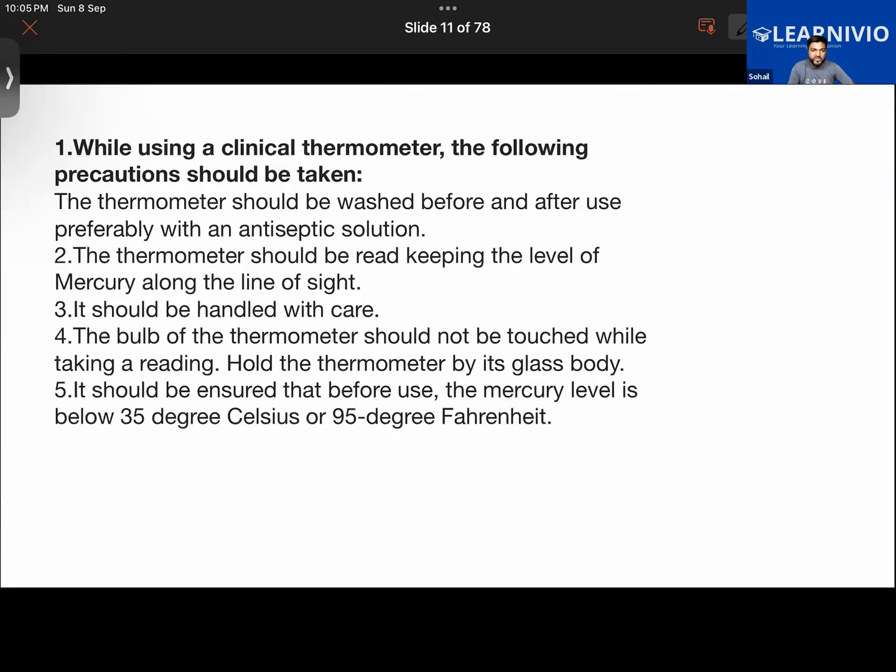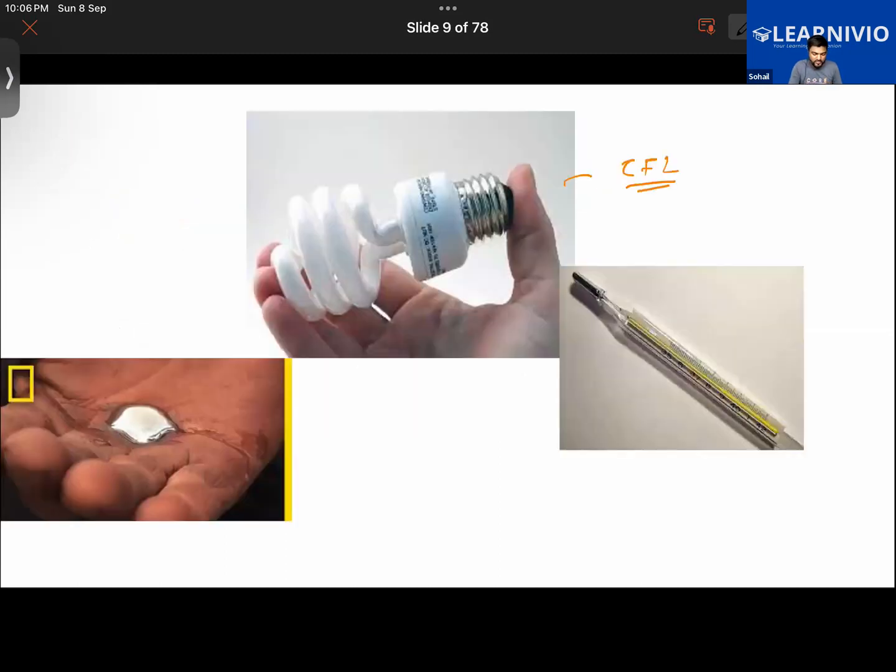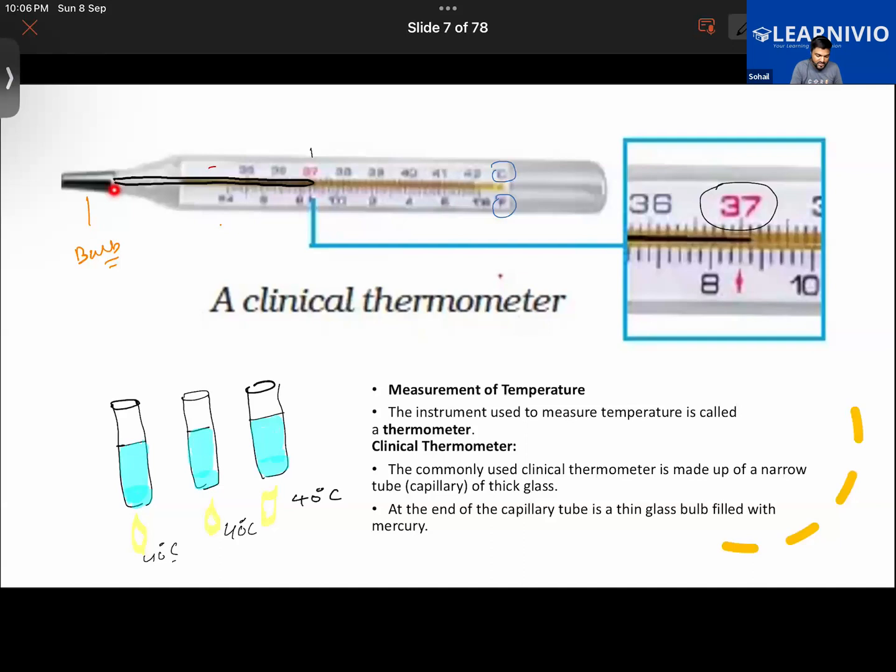And what are the precautions one has to take while using a clinical thermometer? The first thing is that we should handle it with care since it is made out of glass. Then we should wash it with an antiseptic solution. In case antiseptic solution is not available, we can simply wash it with clean water. We should hold it gently, and where should we hold it? Should we hold it by the bulb, or from its body?